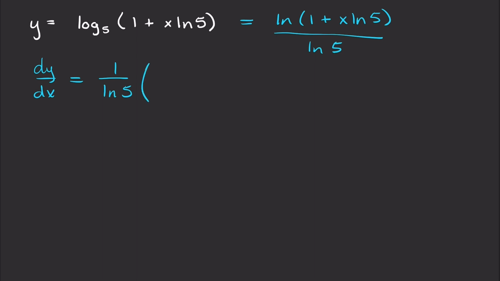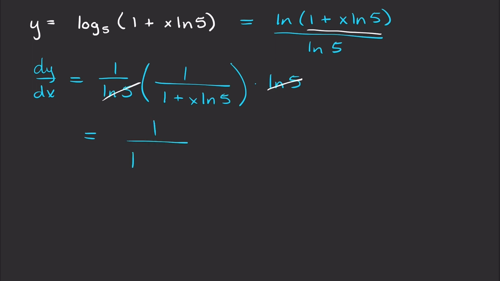So the derivative of the natural log of anything is just 1 over the argument times the derivative of the inside. Well, the inside is just 1 plus x ln of 5. The derivative of 1 is just 0. ln of 5 is just a number, so it comes out front. And the derivative of this is just ln of 5. Well, we have a natural log of 5 on top and bottom, so these will just cancel each other, and our derivative is just 1 over 1 plus x natural log of 5.